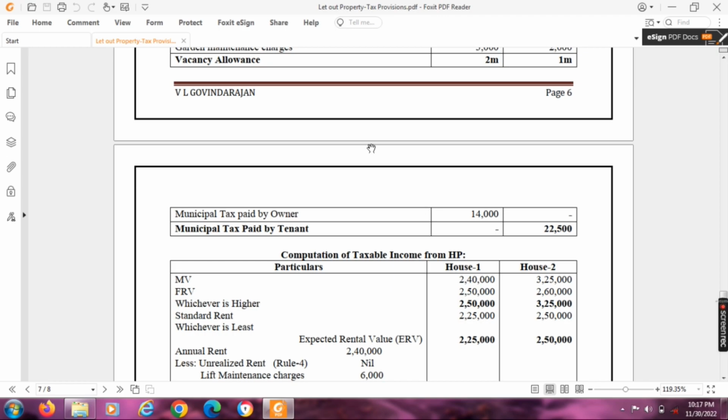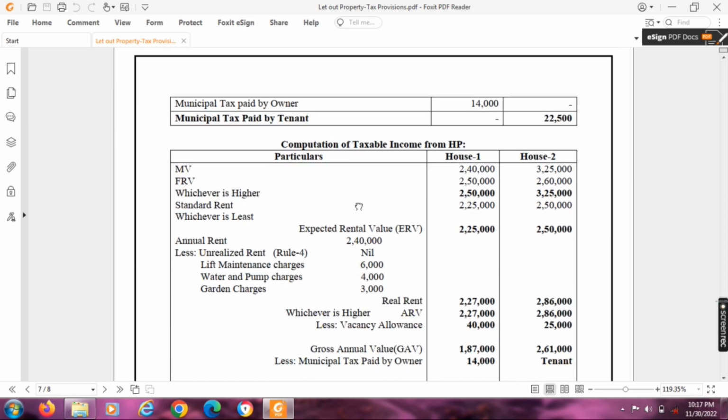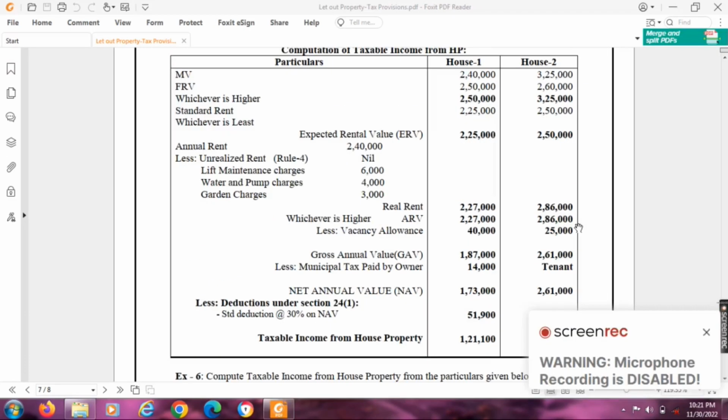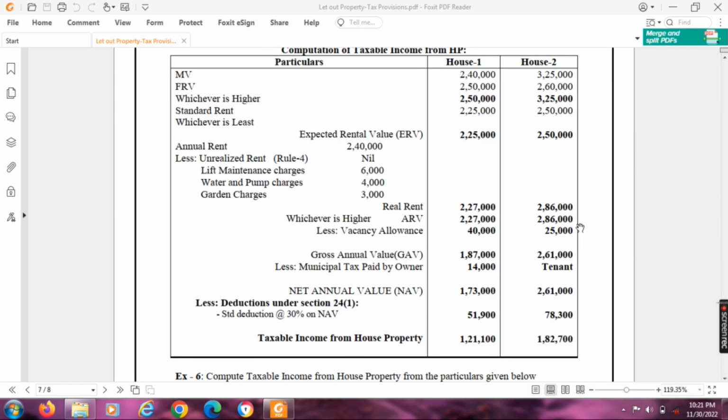House 1, house 2, actually both these house properties were let out. Municipal value 2,40,000 and 3,25,000 for the first house. For the second, fair rental value 2,50,000 and 2,60,000, whichever is higher, 2,50,000 and 3,25,000. With that value, we have to compare the standard rent 2,25,000 and 2,50,000. Whichever is the least, that value is called expected rental value. For the first house, 2,25,000, for the second house, 2,50,000.